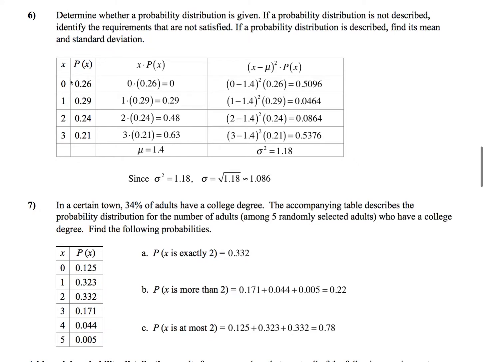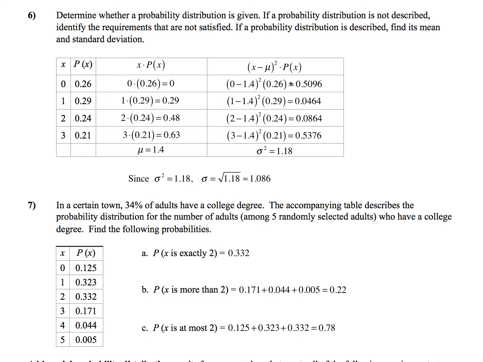And to do that, we multiply each random variable times its corresponding probability. So here we have 0 times 0.26. 0 times anything is 0. 1 times 0.29 is 0.29. 2 times 0.24 is 0.48, and 3 times 0.21 is 0.63. Now, if you add all these, then that total is 1.4, and that is the mean.